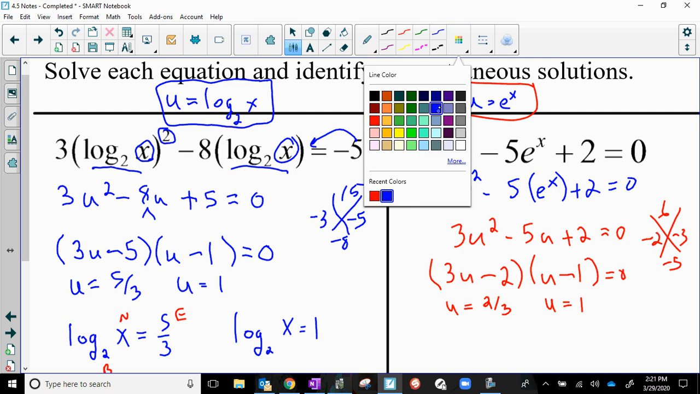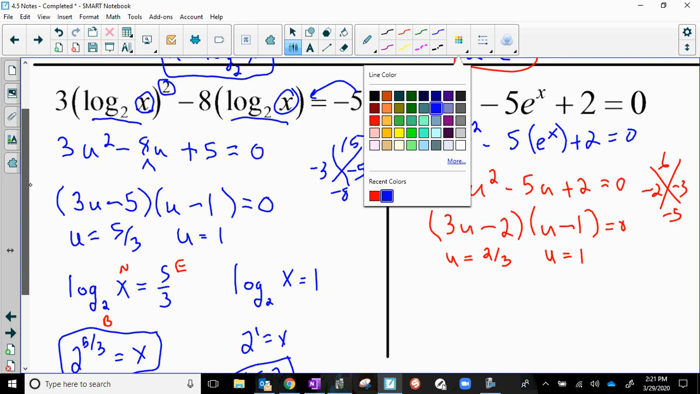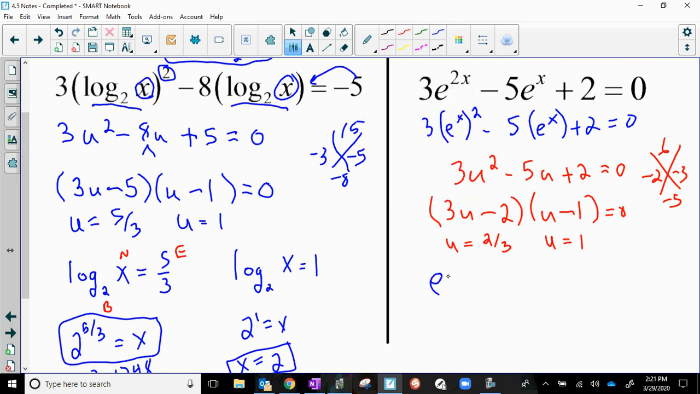And now we substitute back in terms of our e to the x. So e to the x is 2/3. e to the x is 1. If at any point in time you have e to the x equals a negative number, you know you can't solve that. e to the x has to be greater than 0.